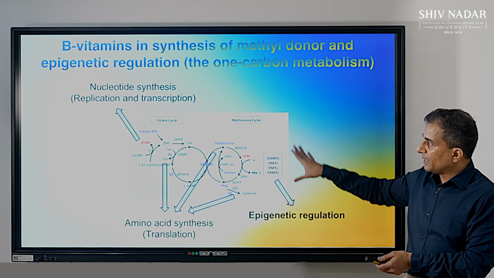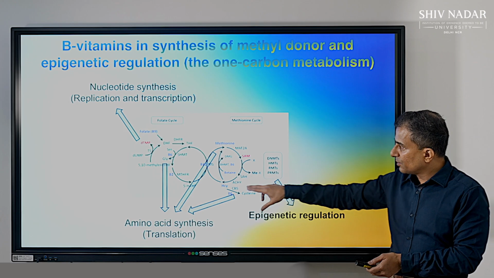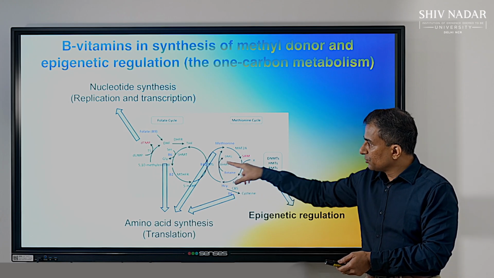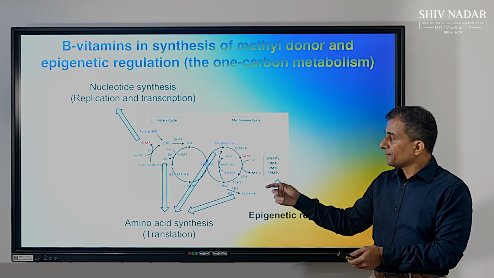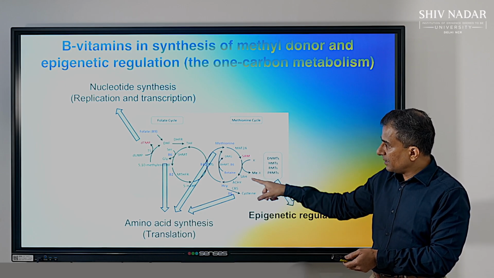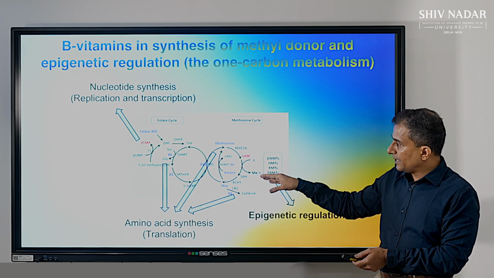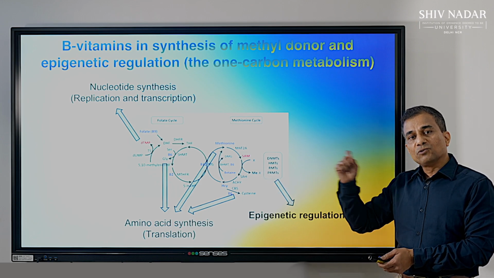So all of this is part of the single carbon cycle, and you can very clearly see how the molecule gets transmitted from one to the next, and eventually SAM, which is a derivative of methionine that contains this methyl group. And this cycle is actually in the presence of an important cofactor, which is vitamin B12. And that's why B12 becomes important.